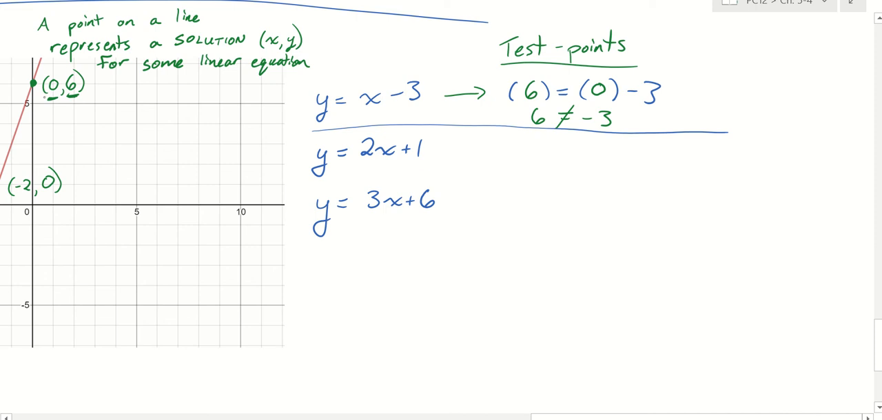Here, if we take this point on this line and look at its x and y value and plug them into this equation, and we find that we get a statement that isn't true, we can say 0 and 6 is not a solution for the equation that we were testing, for y equals x minus 3.